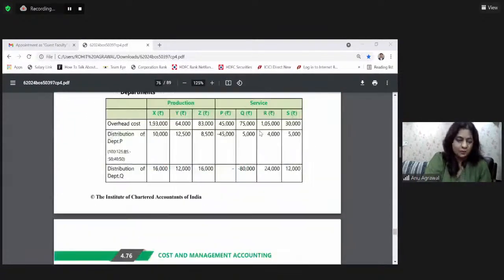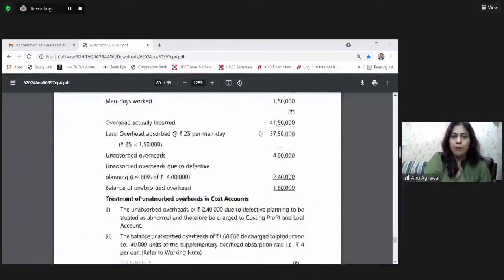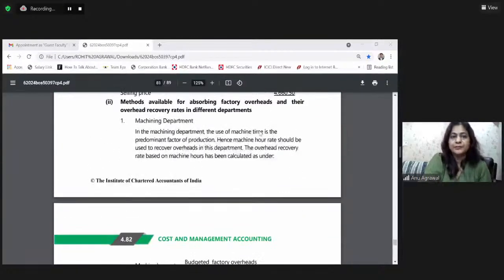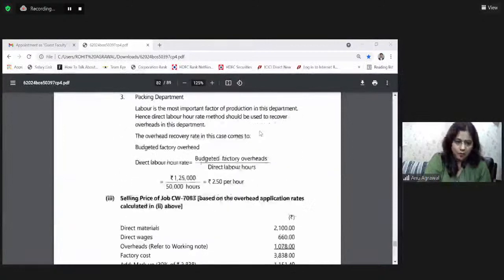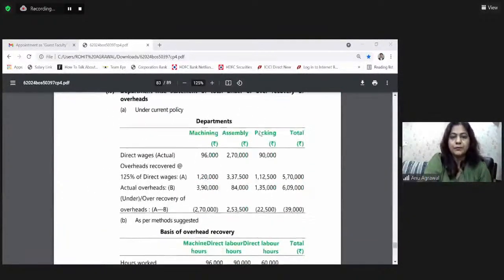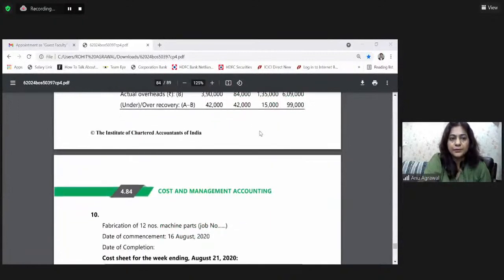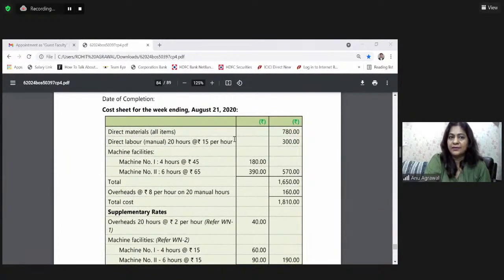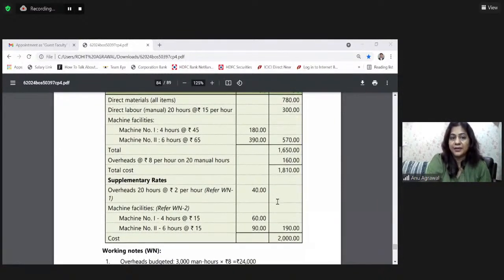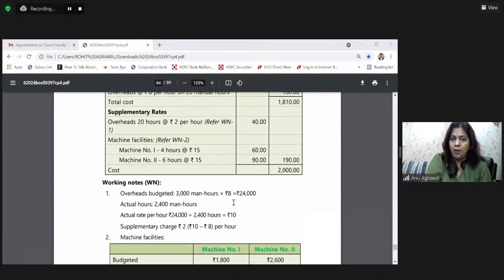Question number 10. Direct material 780. This they have copied, right? From the top. Now, this is the total cost. What will be the supplementary rate? 3,000. So your actual overhead would have been 24. But you actually, how much is under recovered? That they calculated. So supplementary charge was 2.